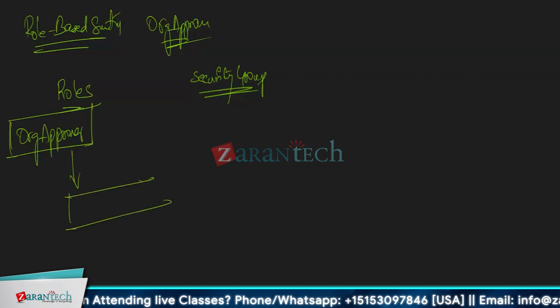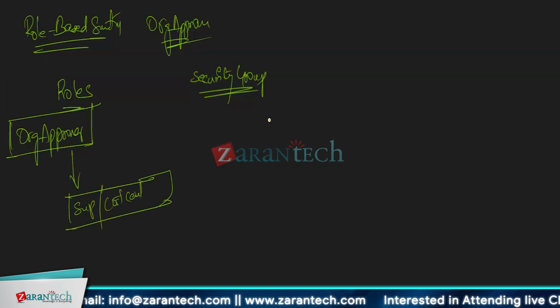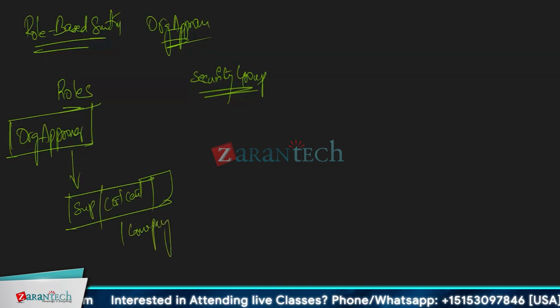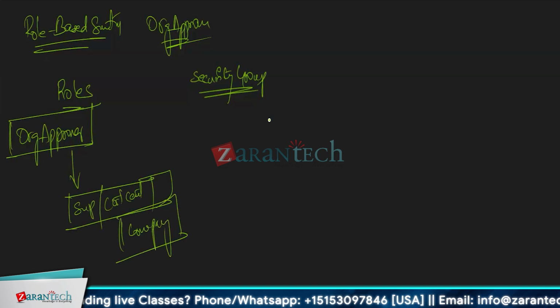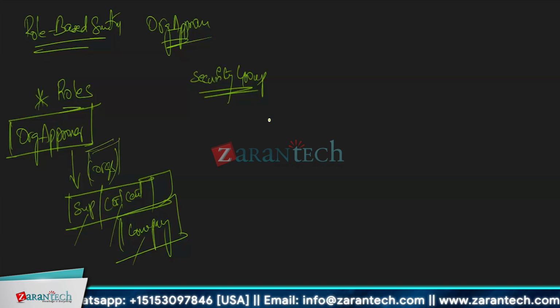So you will say that these roles can be assigned on the supervisory org. They can also be assigned on cost center. They can also be assigned on company. So you'll define on which organizations you can assign that particular role. And you understand this as well: role-based security can only be assigned on organizations. It can be a supervisory org or a cost center or a company or location hierarchy, but at the end of the day, you will only be able to assign the role-based security assignments on an organization.